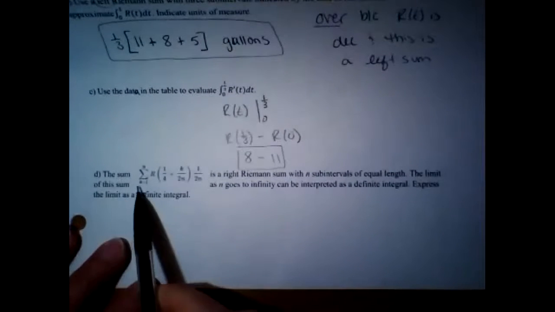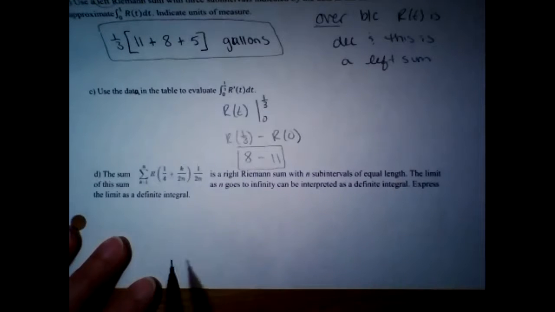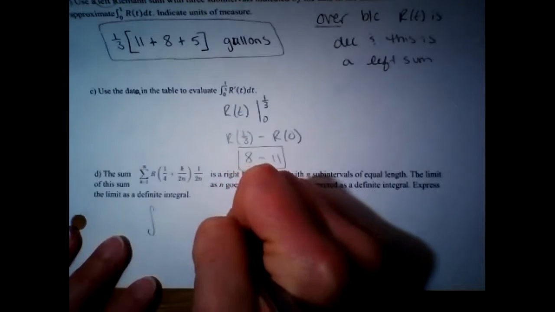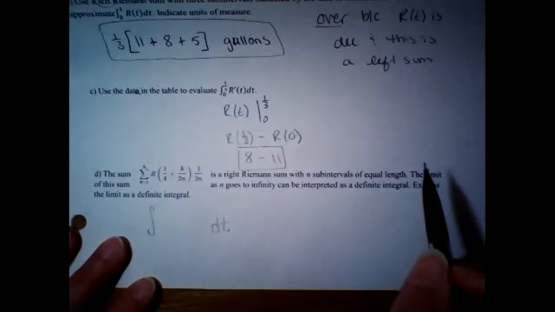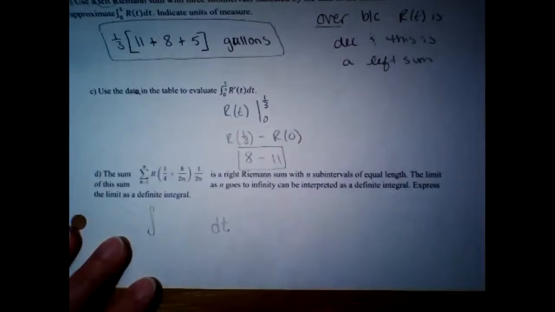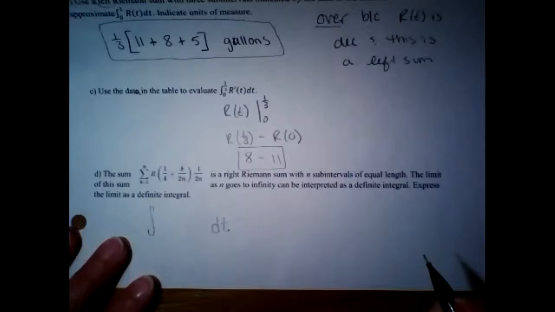All right, and then last one, they've got one of these crazy sums here. This is a right Riemann sum with n subintervals of equal length. What they're asking is for us to write this as a definite integral. I'm going to make this dt instead of dx because this was r of t. If you wanted to make it r of x and put dx at the end, that's fine. I'm just going to go with dt since that's what the problem said.